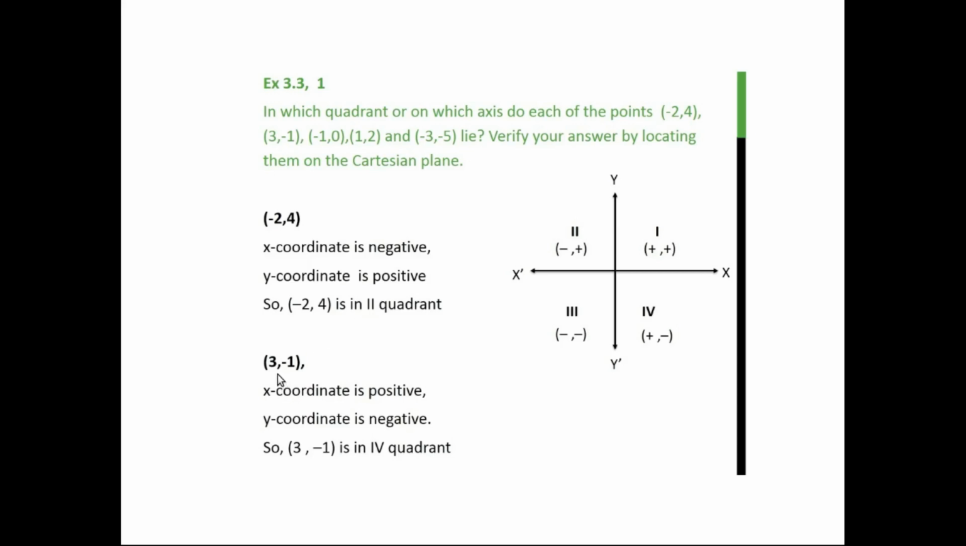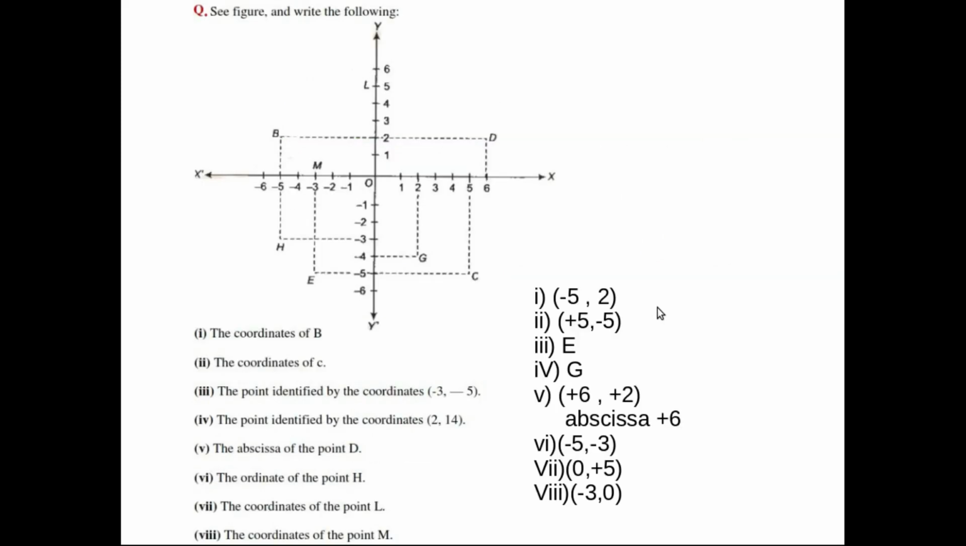And then (3, -1). First one is positive, second one is negative. So always the first will be the x coordinate and then the second one will be the y coordinate. So x is positive here and then y is negative here. So this point comes in quadrant 4. Okay. So let's move on to the next question.